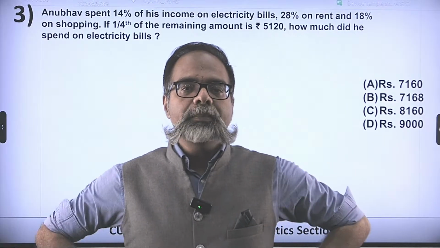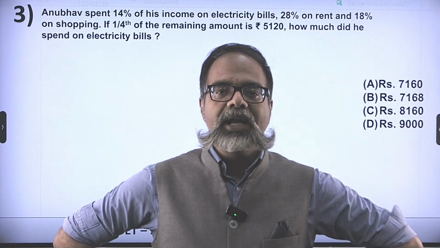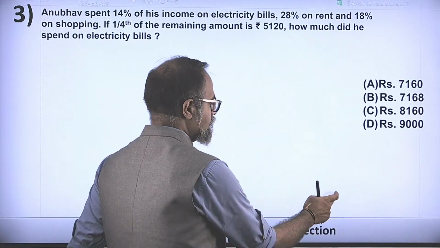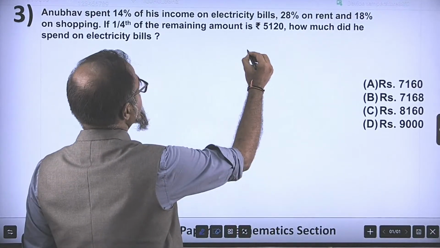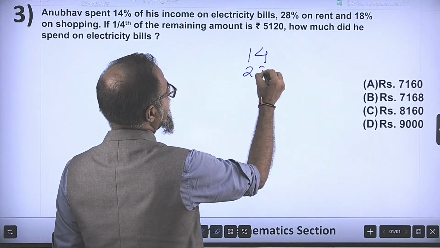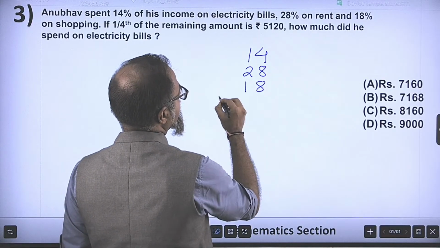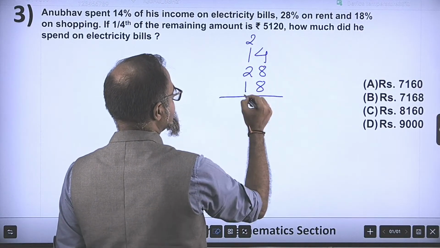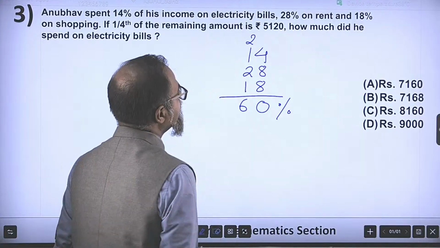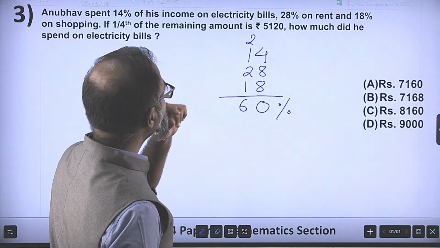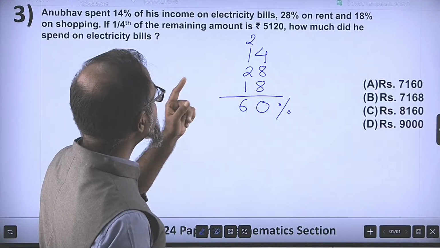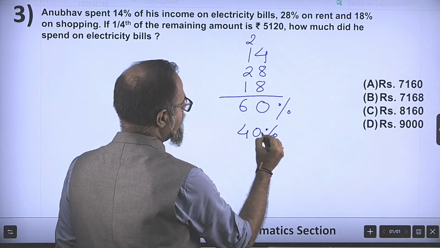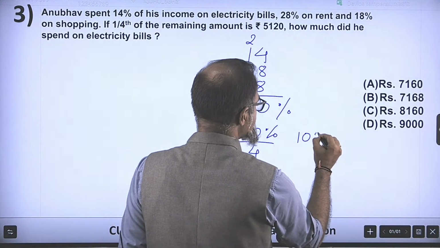Anubhav spent 14% of income on electricity, 28% on rent, 18% on shopping. Okay, so what has he spent so far? He has spent 14%, 28% and 18%. That means 8 plus 8, 16 plus 4, 20, 0, 2 plus 1, 3, 4, 5, 6. So 60% he has already spent. 1/4 of the remaining amount is 5120. So the remaining amount is 40%. 1/4 of that is 10%.